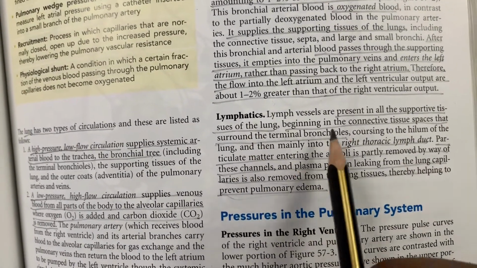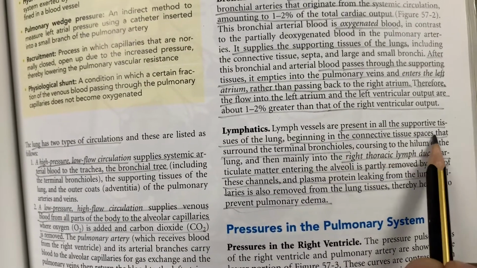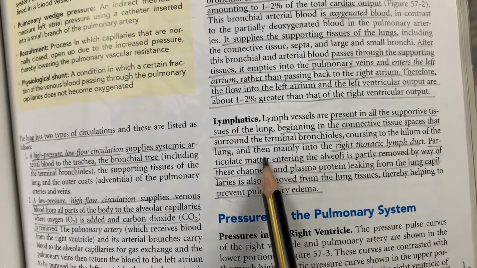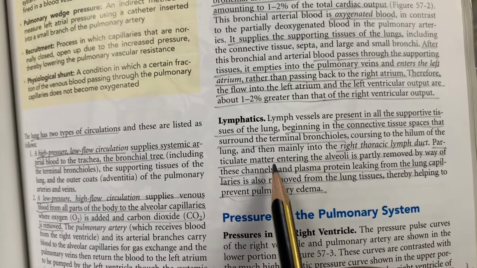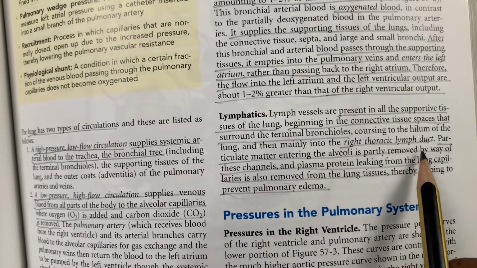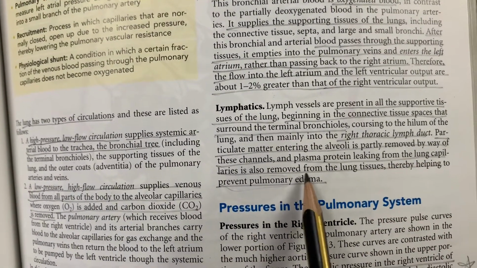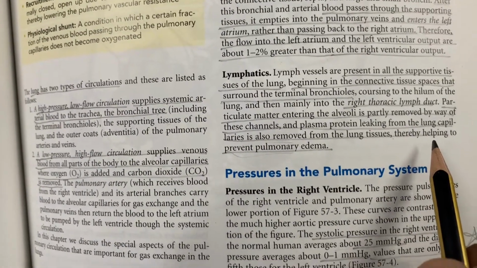Coming to the lymphatics, lymph vessels are present in all the supportive tissues of the lung, beginning in the connective tissue spaces that surround the terminal bronchioles, coursing to the hilum of the lung and then mainly into the right thoracic lymph duct. Particulate matter entering the alveoli is partly removed by way of these channels, and plasma protein leaking from the lung capillaries is also removed from the lung tissues, thereby helping to prevent pulmonary edema.